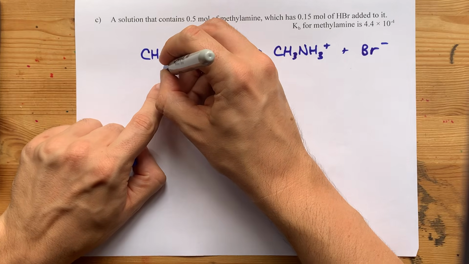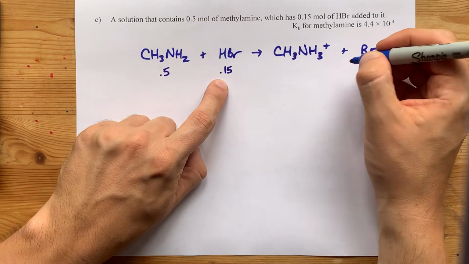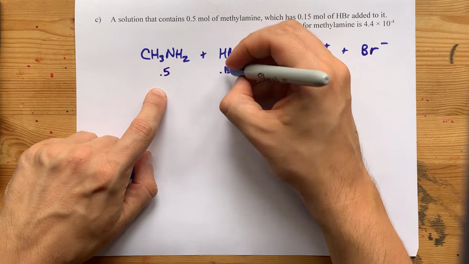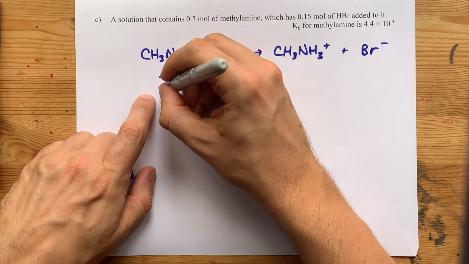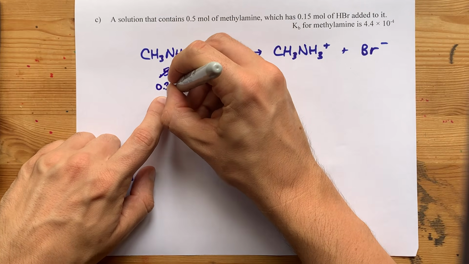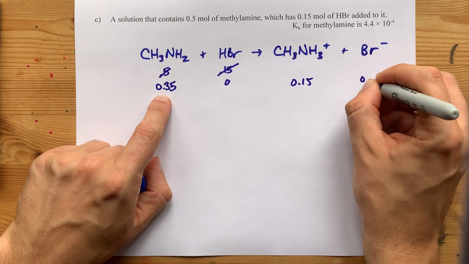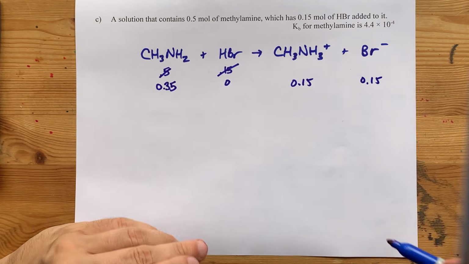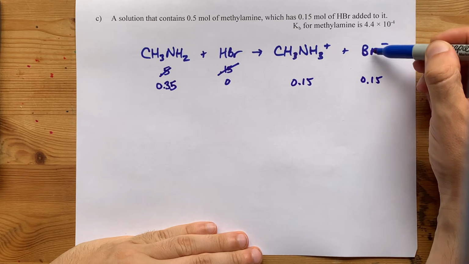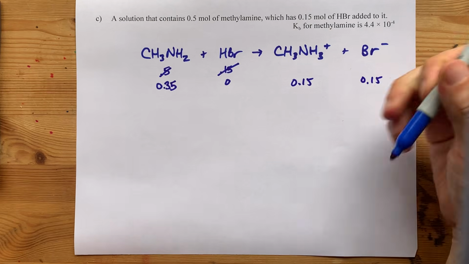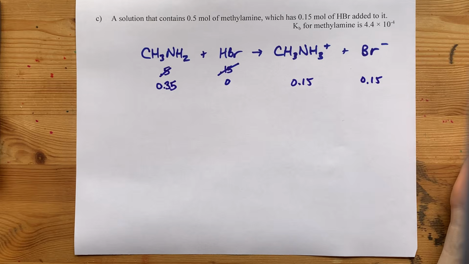We're going to start with 0.5 moles of this. We're reacting with 0.15 moles of HBr. That means we're going to use all of that up. We're going to take 0.15 away from this and be left with 0.35 moles of it. And we're forming 0.15 moles of each of these things. I do not care about the bromide that was made. Bromide does not have an effect on pH because it's the conjugate of a strong acid.